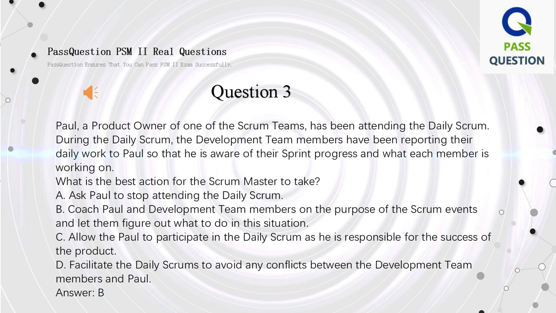B. Coach Paul and development team members on the purpose of the Scrum events and let them figure out what to do in this situation. C. Allow Paul to participate in the daily Scrum as he is responsible for the success of the product. D. Facilitate the daily Scrums to avoid any conflicts between the development team members and Paul. Answer: B.